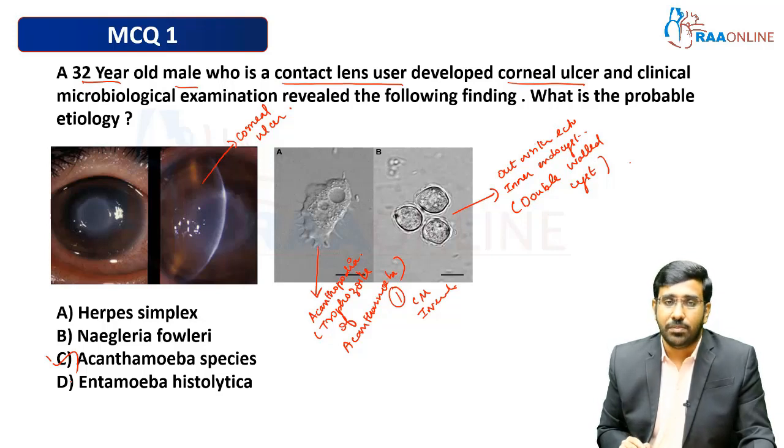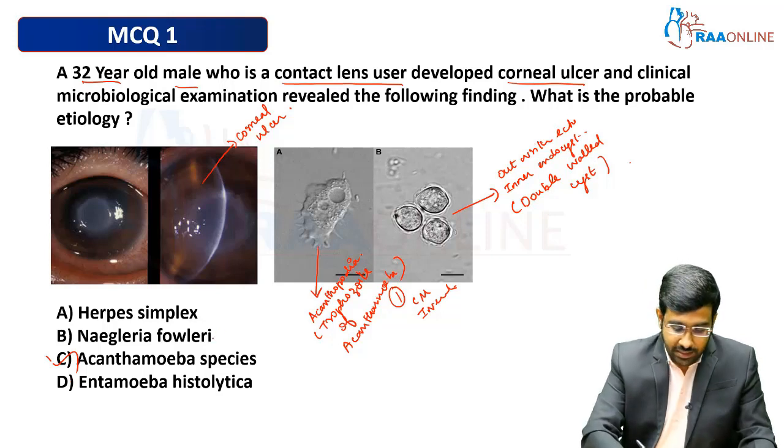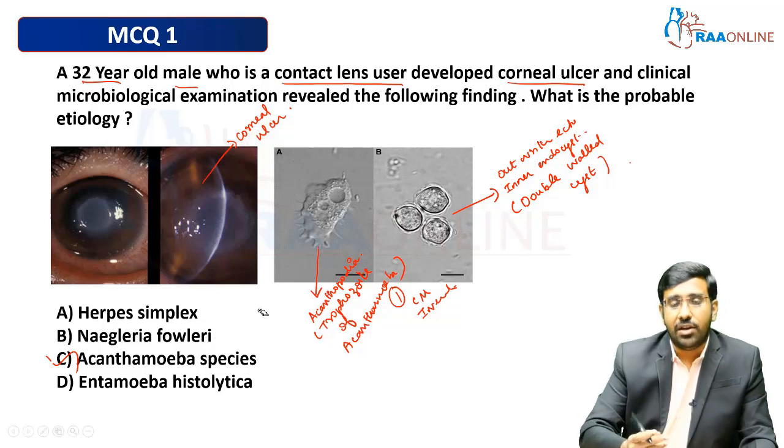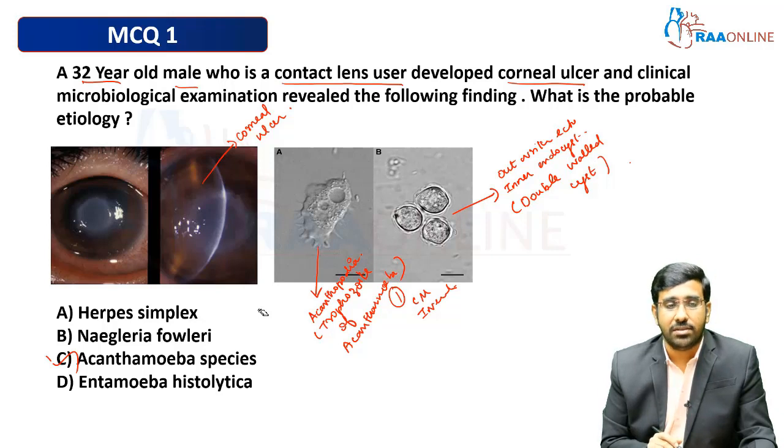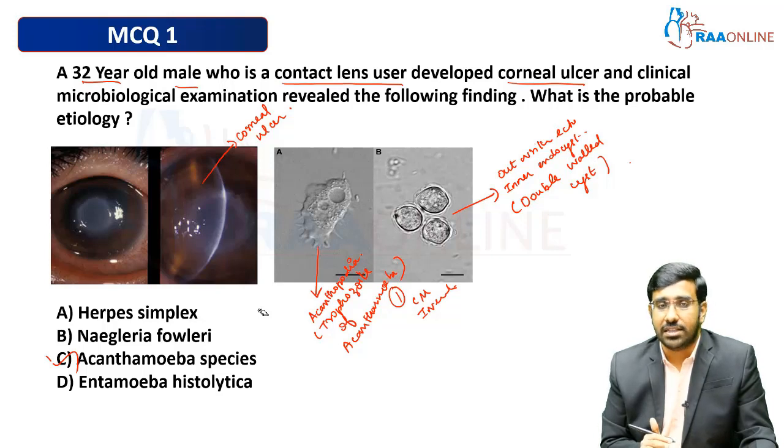Again, herpes simplex is a virus which is not usually associated with contact lens use. And Naegleria fowleri does not cause this particular condition; it causes something called primary amoebic meningoencephalitis. And Entamoeba histolytica, this particular parasite causes amoebic liver infection or intestinal amoebiasis. So they cause intestinal and extraintestinal amoebiasis.